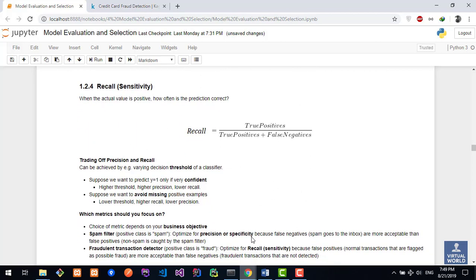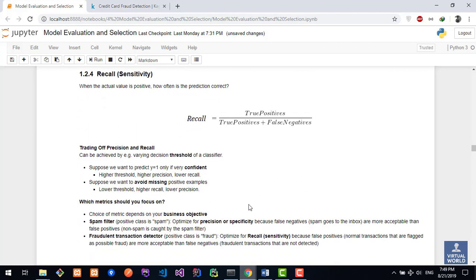Now you have to know that the higher your precision and recall, the better your model. But when one of them gets higher, the other gets lower. And for that, there is a concept called trading off precision and recall, which means controlling your precision and recall depending on your problem. It can be achieved by using many methods, for example, setting a decision threshold of a classifier.